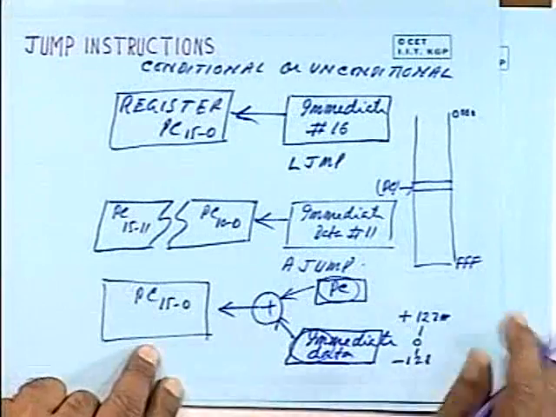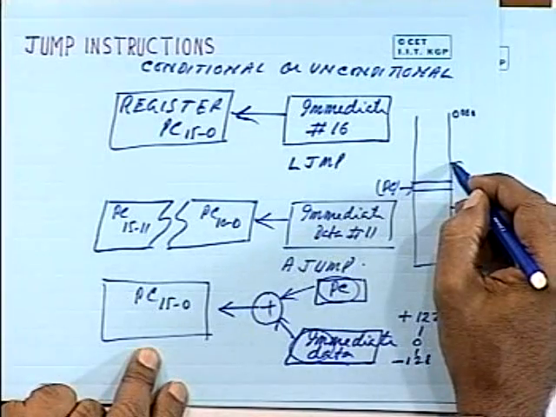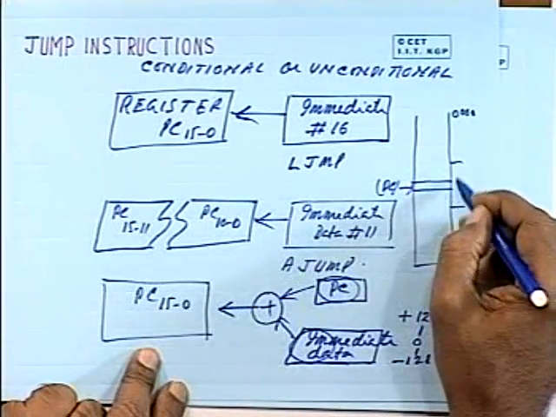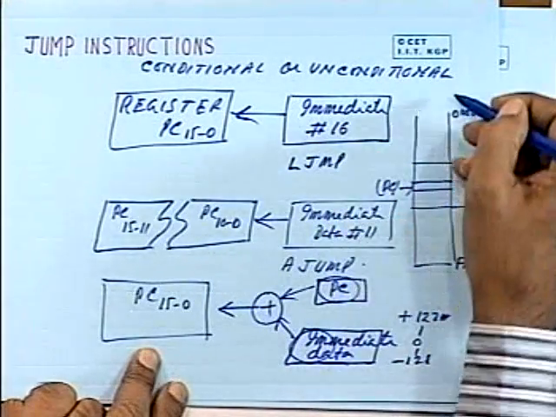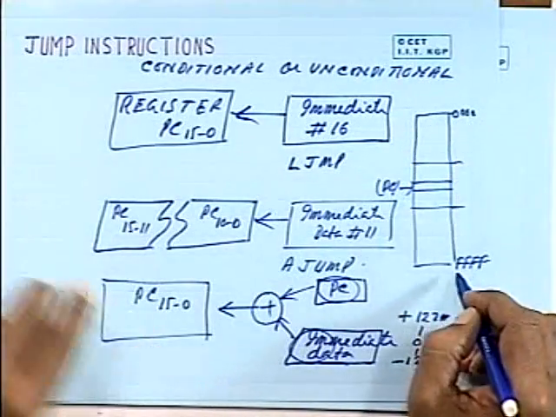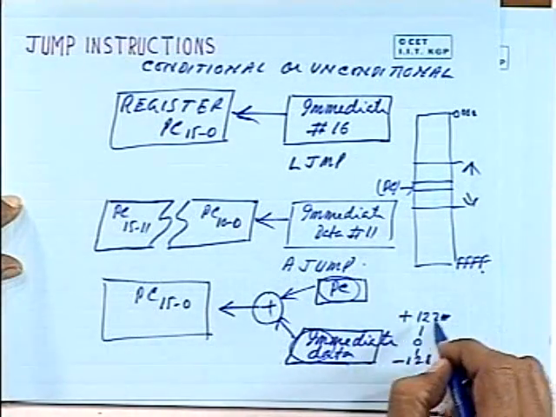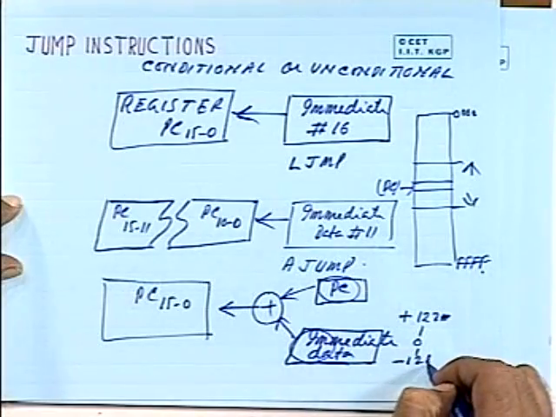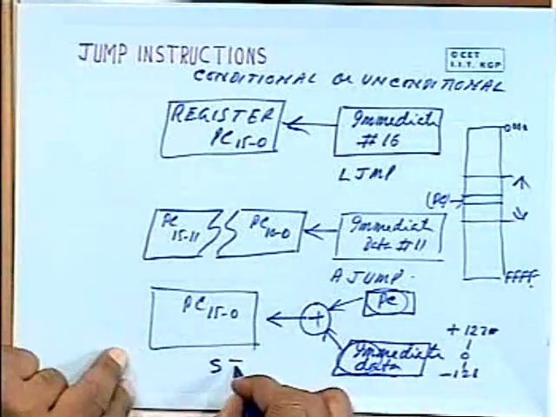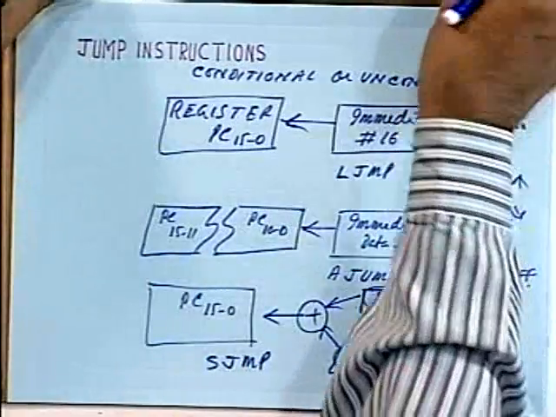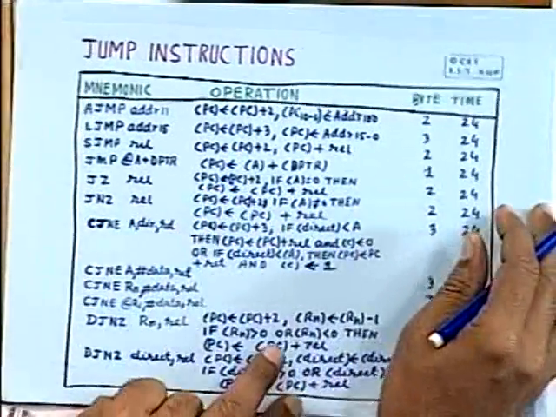In this case you can go only within this range, that means minus 128 to plus 127. So within this range it can jump. That is why you are calling it short jump. In the previous two cases, you can jump to any location in the range 0000 to FFFF, but in case of short jump, you are restricted to plus 127 to minus 128. That is why we call it short jump. This is your SJMP, where the jump takes place relative to the program counter.